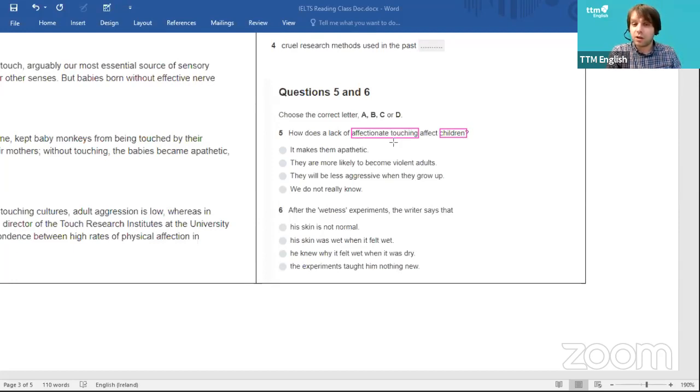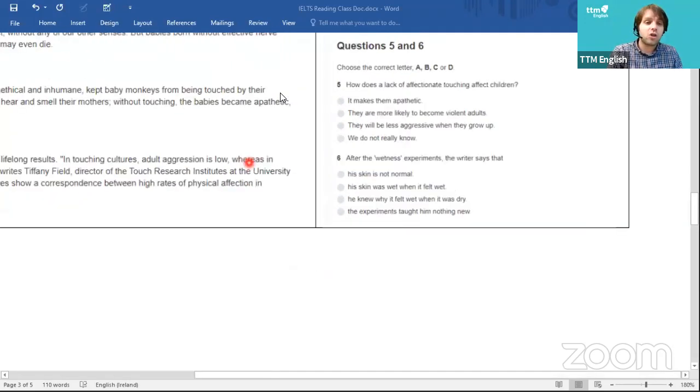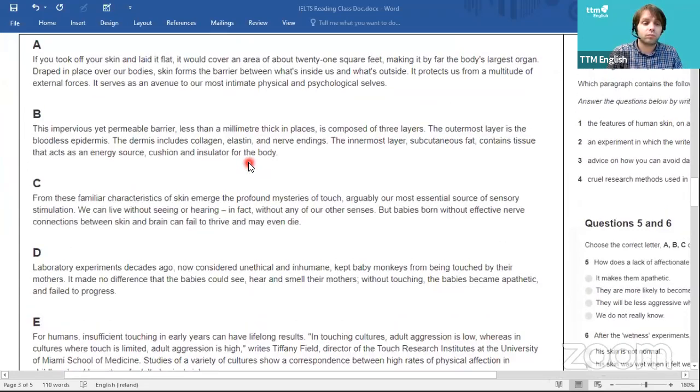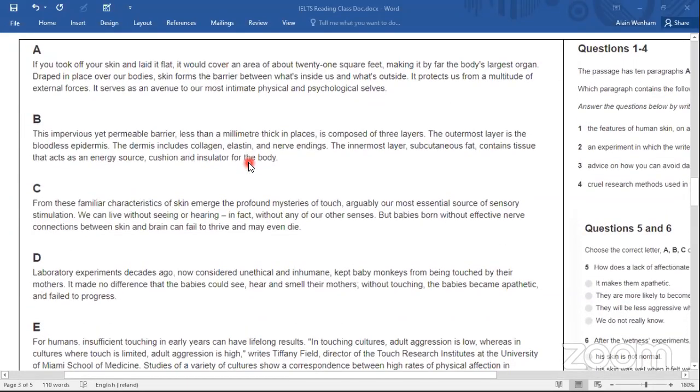It could be affectionate kissing. It could be affectionate, I don't know, walks in the park. It could be affectionate letters. So let's go and see again if we can find the keywords there. Affectionate touching and children. Is it in these paragraphs or is it in the next ones?